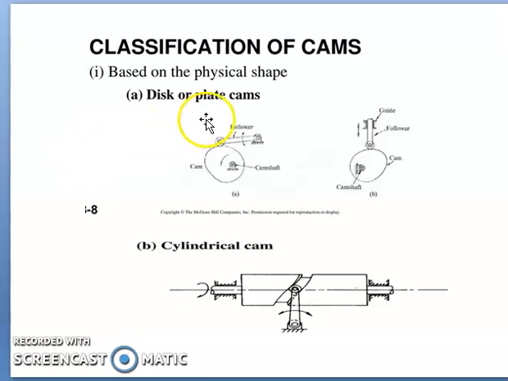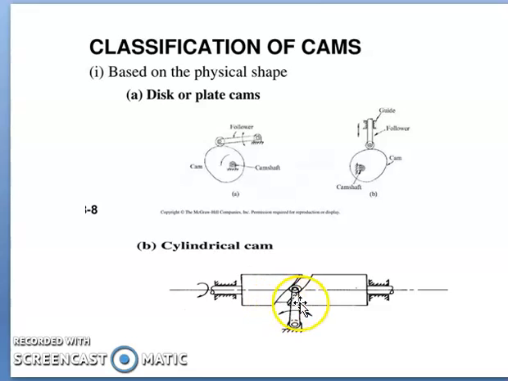Based upon the physical shape, cams are classified into disc or plate cams. So this elliptical disc is a cam. Whenever the follower comes in contact with the tip of the cam, it moves upwards. Whereas when it is in contact with the remaining portion, there is no movement of the follower. So the next is the cylindrical cam.